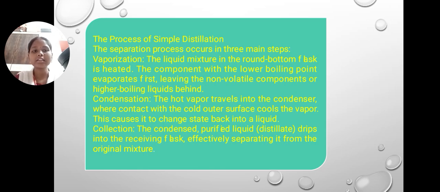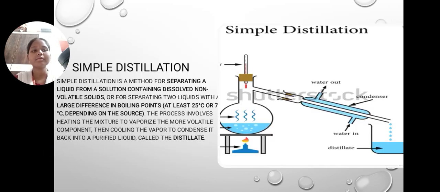And let us see the third step, that is collection. The condensed purified liquid drips into the receiving flask, effectively separating it from the original mixture. Now after the condensation process, when it changes its phase from gaseous phase to liquid phase, this liquid is dropped into the beaker and it is collected as distillate.